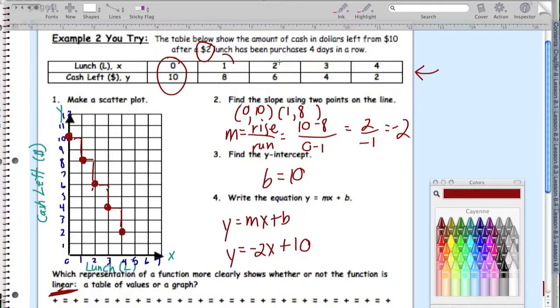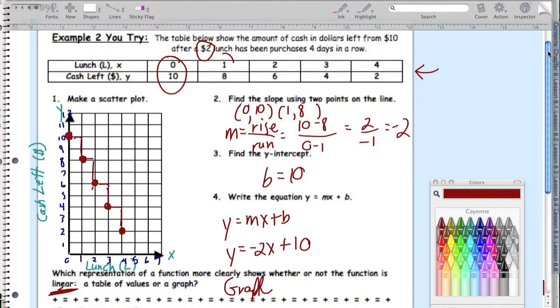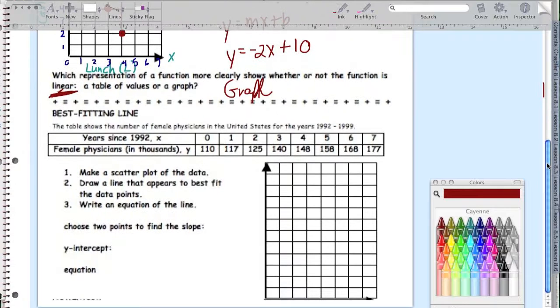Here, it's not as obvious. I mean, you can say, oh yeah, this is going up by 1, 1, 1, 1, down by 2, 2, 2, 2. It's linear, and that's definitely easily achieved. But for a quick glance, I think the first one, the graph, shows you a little bit more directly whether you have a linear function. But it's kind of a personal choice, seeing what you understand, what clicks a little better for you.